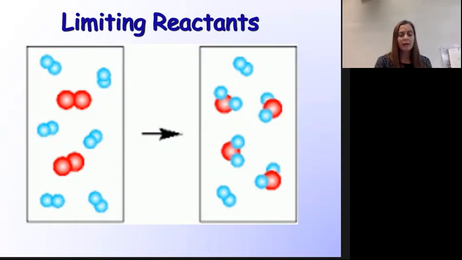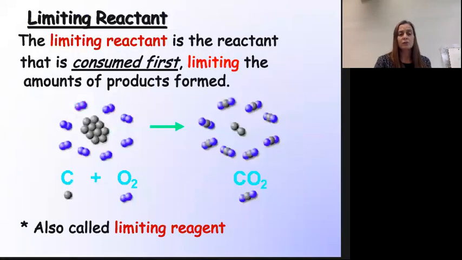So a limiting reactant is just the reactant that gets consumed first, that gets used up. And so we can only make a limited amount of product because we run out of one of the reactants. So in our example here, we have carbon, those are the little gray circles. We have oxygen, these are the little blue pairs. And they're going to come together and they're going to form carbon dioxide.